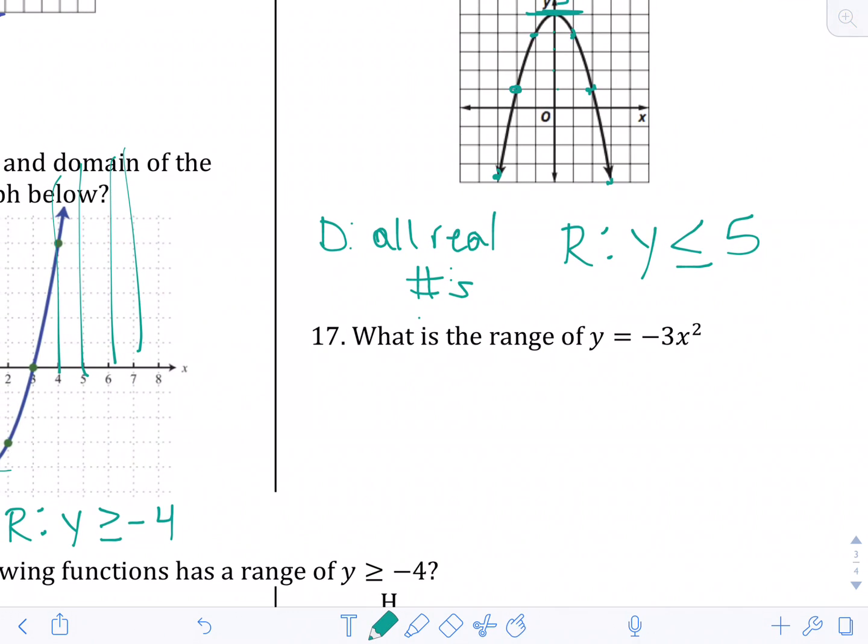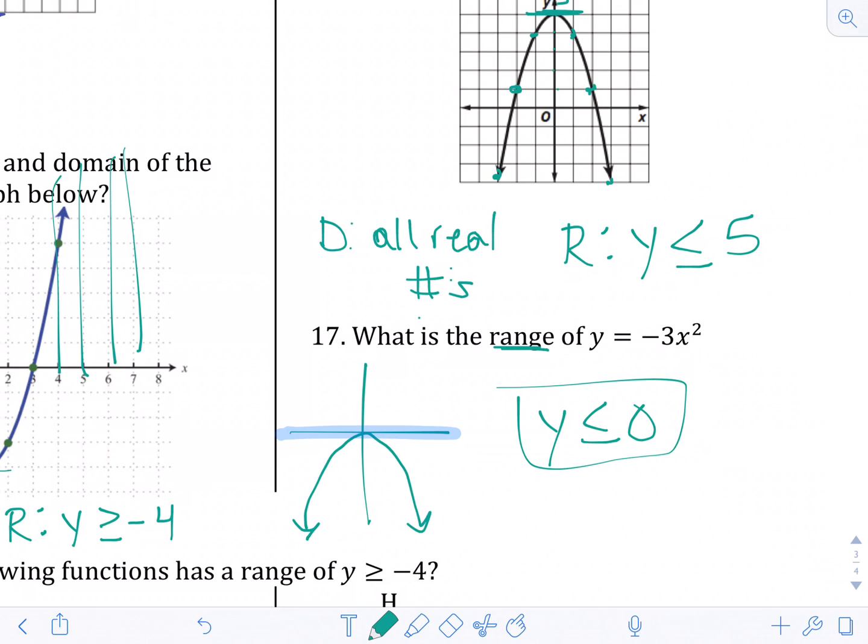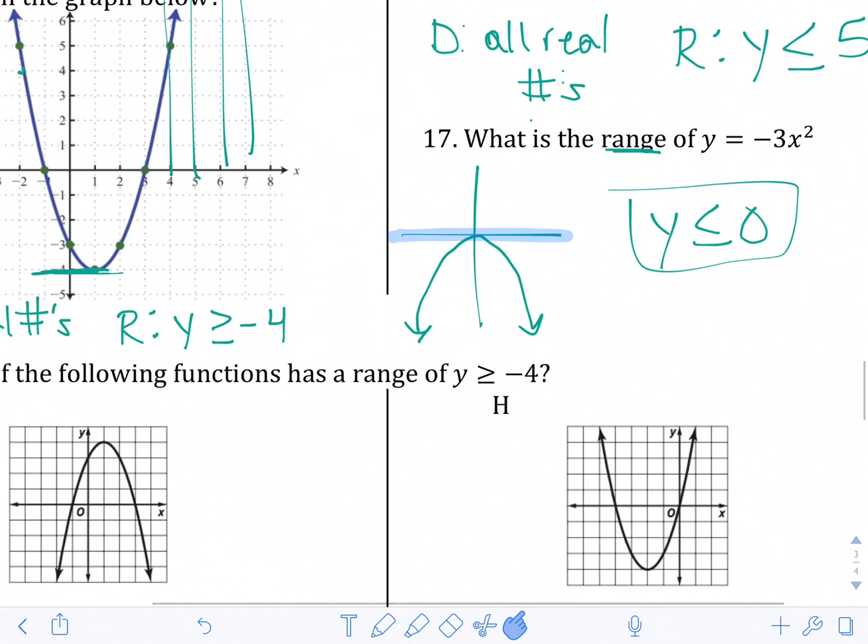Number 17, what's the range of y equals negative 3x squared? Put that in the calculator. You will get a graph that looks like this. Okay, so for my range, that's my y values I'm talking about. If you look here, I don't have any y values right above that line. Well, that line is at 0, so all of my y values are going to be less than or equal to 0. And it's less than because they're pointing down.